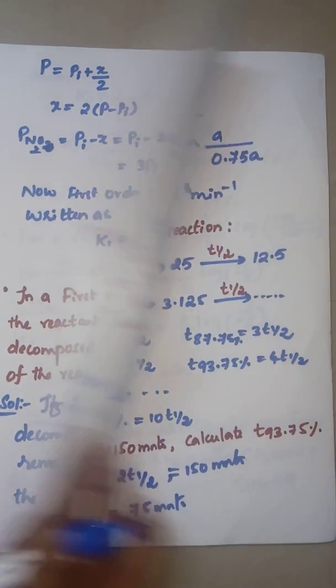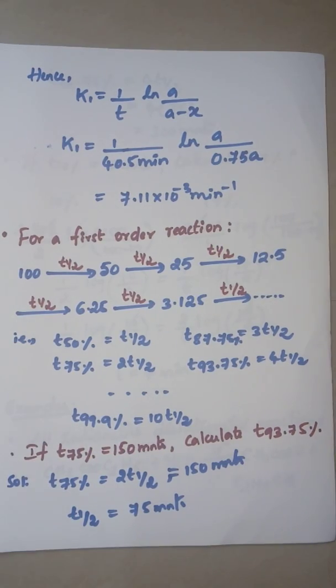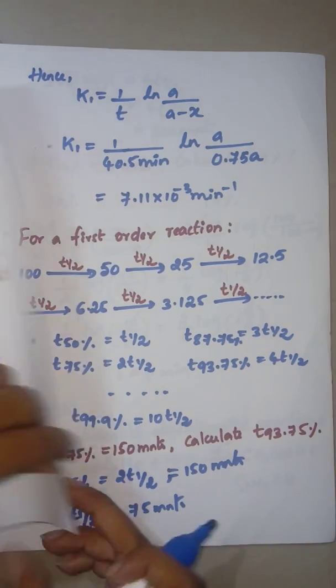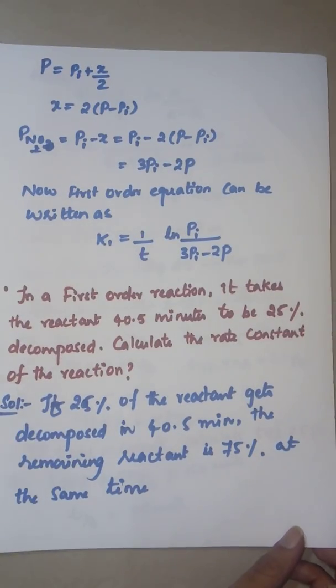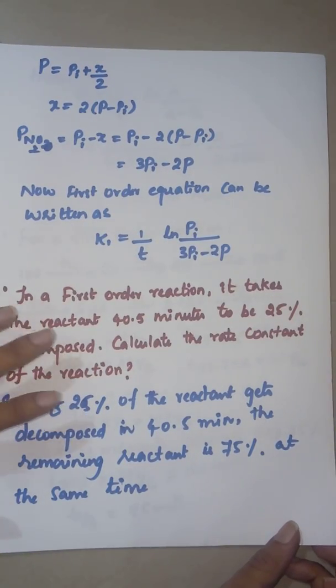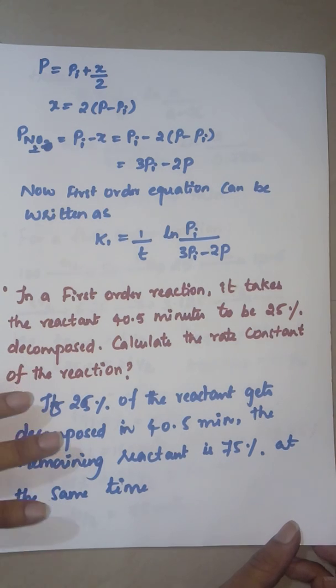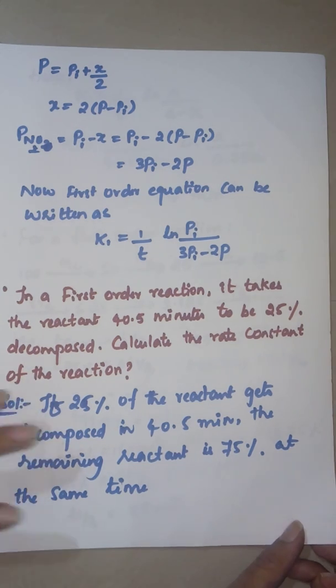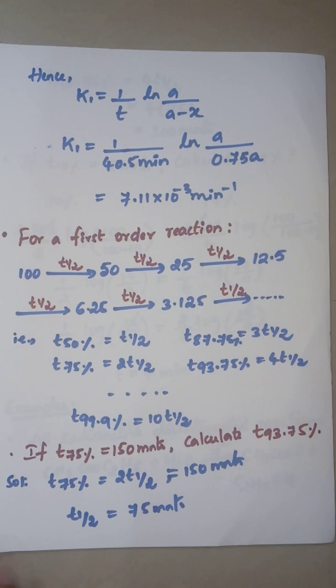So we know the rate constant formula is k = (1/t) ln(a/(a−x)). If you consider the value a only, what will be the change? The change in the concentration is at that particular time. If 25% is decomposed, the left out, the remaining concentration a−x, is 75%. So in the place of a−x, you will write 0.75a.